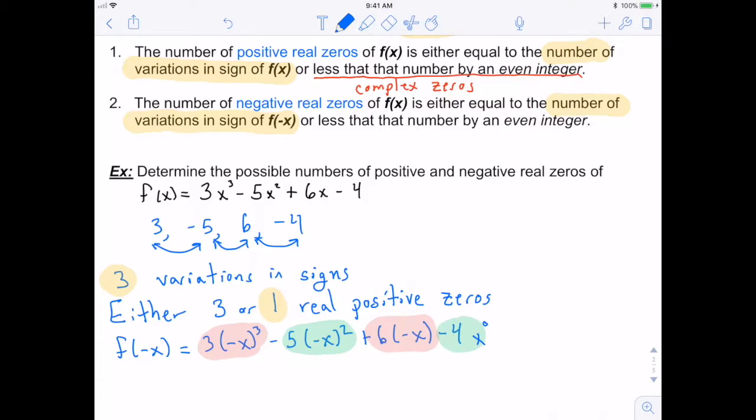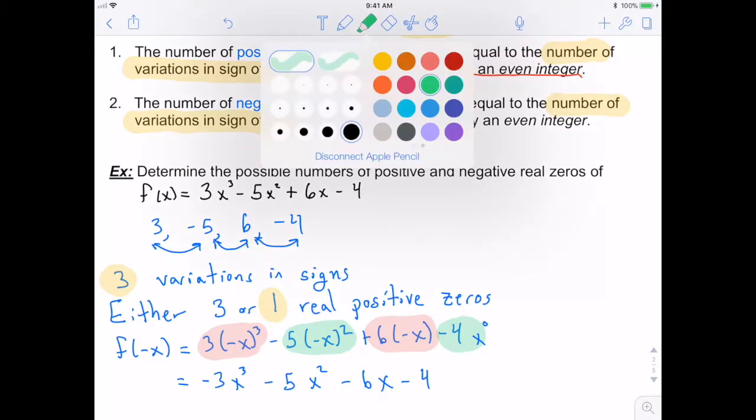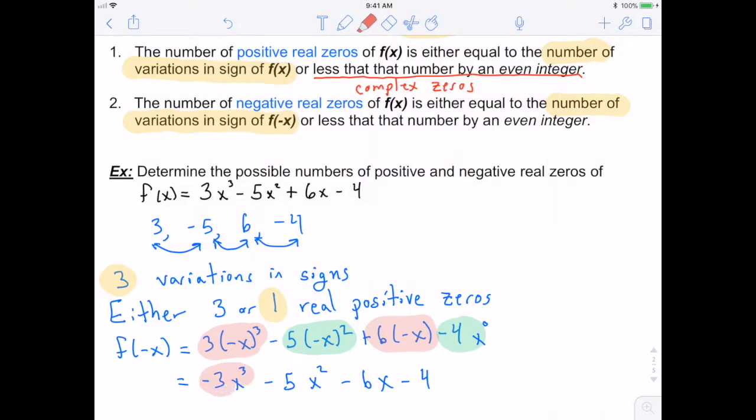So negative x cubed becomes negative x. So this is negative 3x squared. Negative x squared doesn't change. So this stays as minus 5x squared. Negative x is odd, so this flips to be minus 6x. And the minus 4 doesn't change. So again, take a look here. All the odd ones change, and the even ones stay the same.